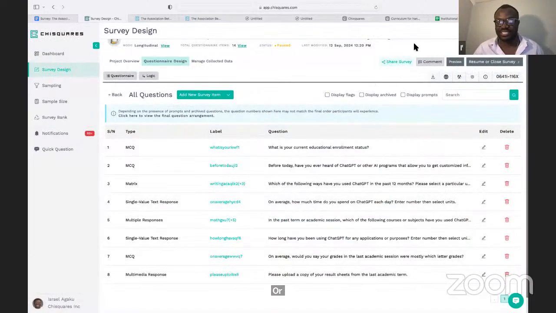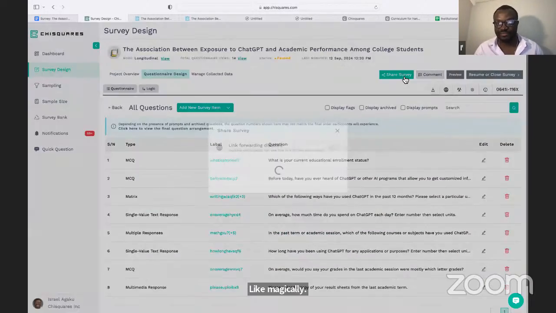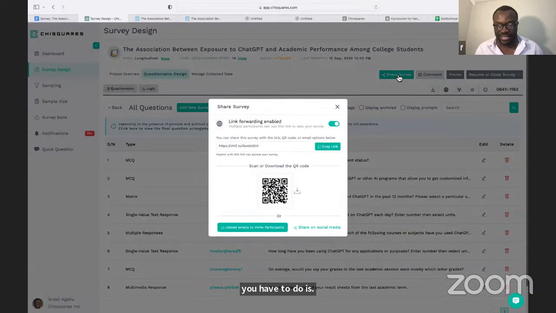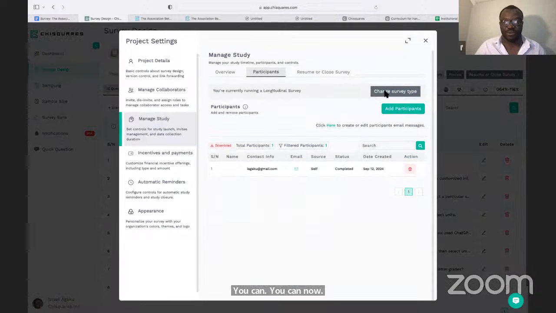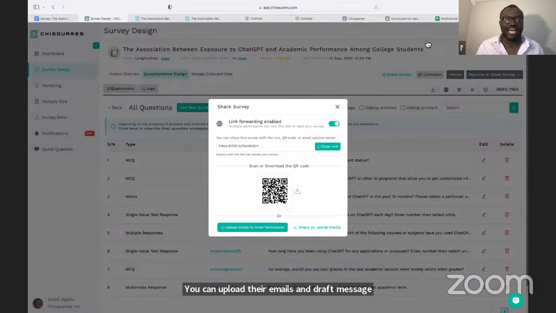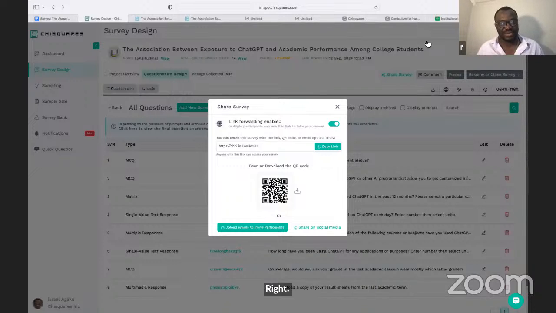So what you have to do is you go to share survey, this button here. So you log into your survey, click on share survey, and you can now either copy the link and send it to them, or if you have emails, you can upload their emails and draft the message, and the platform will send to them, right? So that's how you send surveys on the platform. Does that make sense?